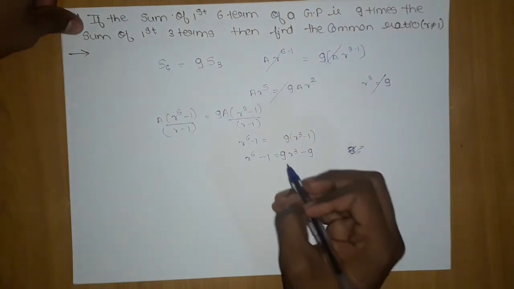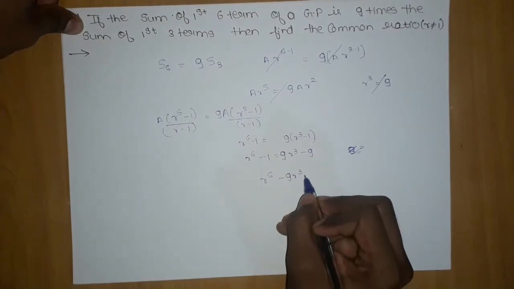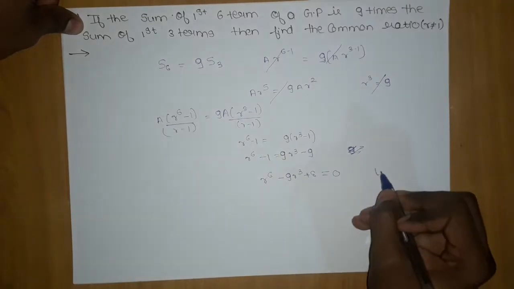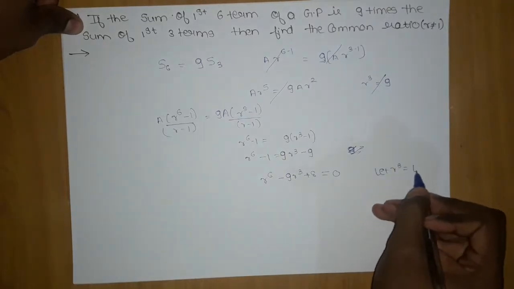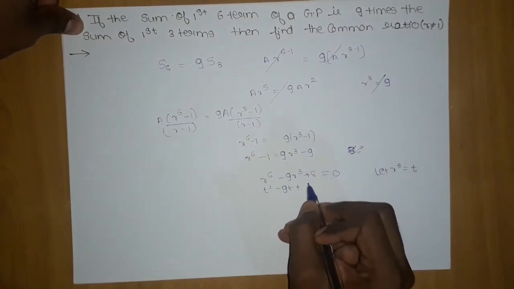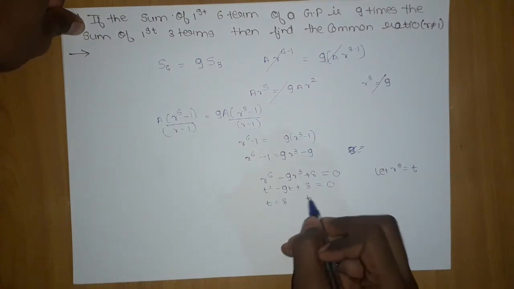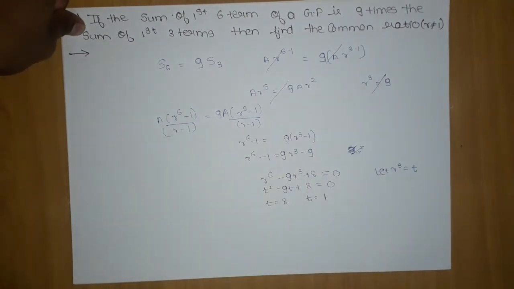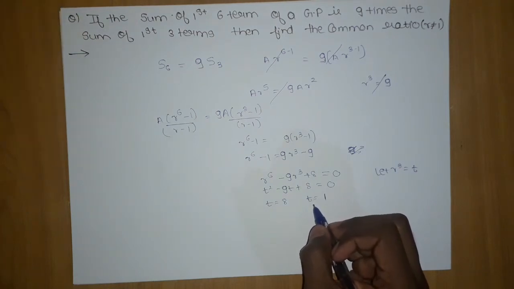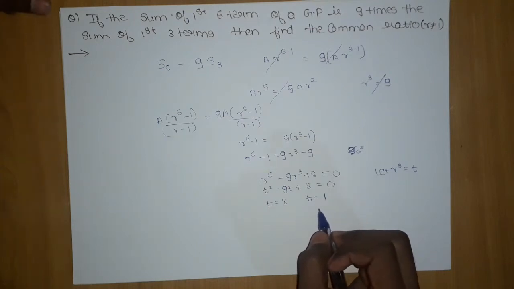I can see that it is forming a quadratic: r power 6 minus 9 r cube, and if I move it here, plus 8, should be equal to 0. If I consider r cube equals t, then it is t square minus 9t plus 8 equal to 0, and its roots are t equals 1 and t equals 8.